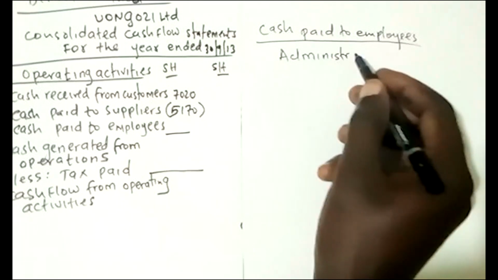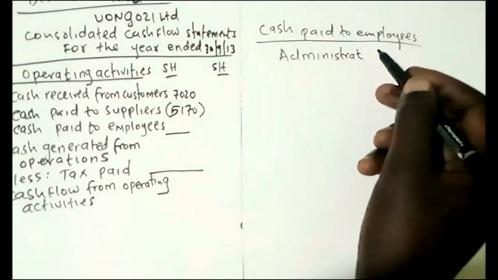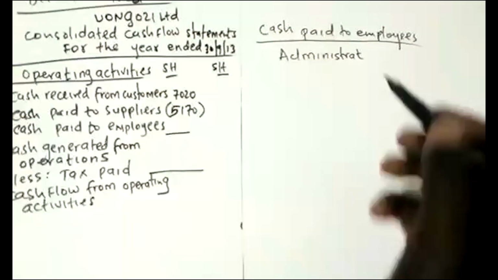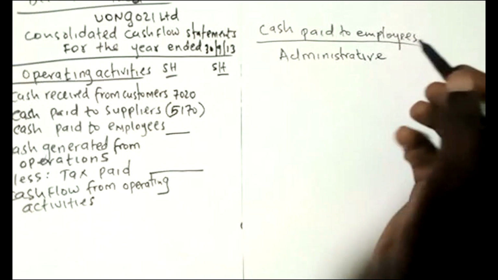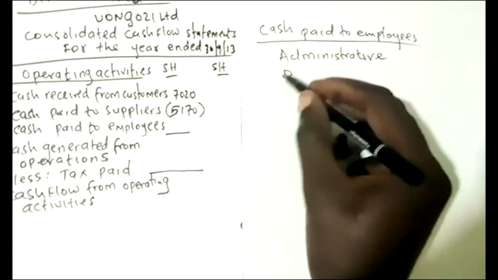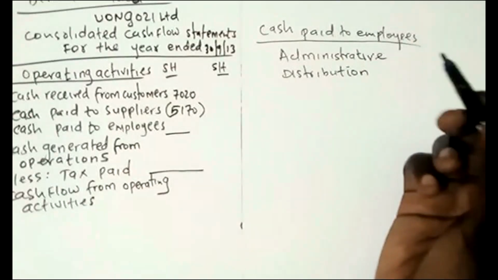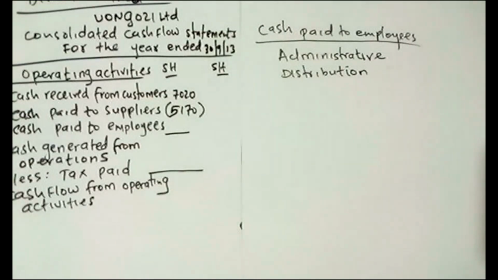If you are paying salaries to, let's say, the staff, those expenses are included in admin. You are paying, for example, your directors and so on. That is why we are considering administrative. And for distribution, let's say you are paying your sales agents, commission, and some salaries. Those expenses, according to IAS 1, are classified under distribution. That is why I am considering them.